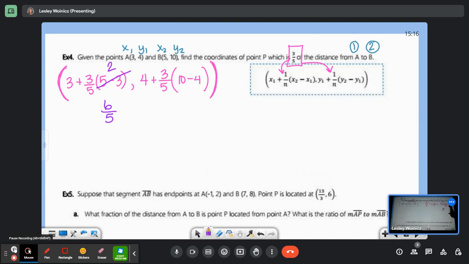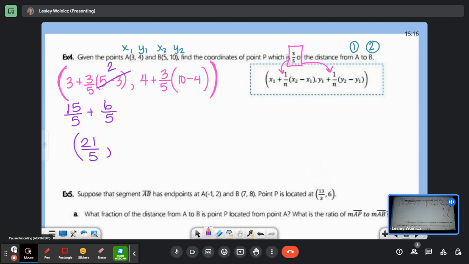Okay, I want to chop 3 into fifths. So I have 3 candy bars, and I'm chopping them into 5 pieces each. How many pieces of candy bar will I have? 15. So I'll have 15 fifths. 15 fifths plus 6 fifths gives me what? 21 fifths. Thank you for being brave.